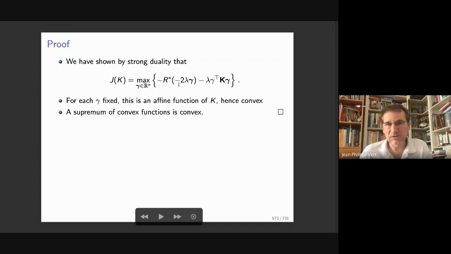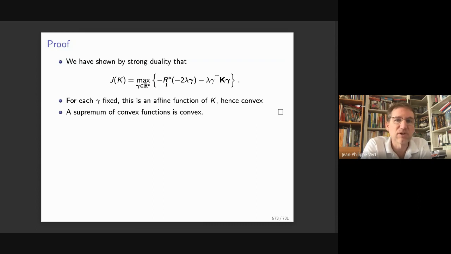Now if you maximize this function over gamma, it means that for each gamma you have an affine function. So you have one of them, a second one, a third one, etc. And there's a generic theorem that tells you that the maximum of convex functions, and each affine function is convex, when you take the max of two convex functions or any number of convex functions, you obtain a convex function. So the proof is quite obvious just by writing the dual of J of K and seeing that the dual J of K is an affine and therefore a convex function of K. So when you maximize it over gamma, you're even more convex.